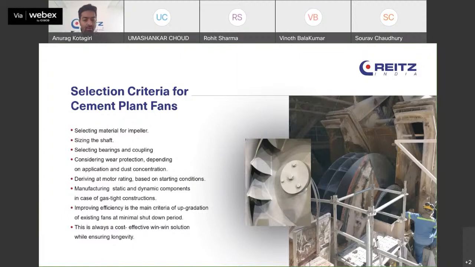Certain criteria or certain inputs are really critical when we are selecting a retrofit requirement. As you can see on the right, we put a picture of one of the impellers in an old casing. We were able to put a brand new impeller, and these are some of the points on the left-hand side that you need to be aware of for us to give you a really good retrofit solution.